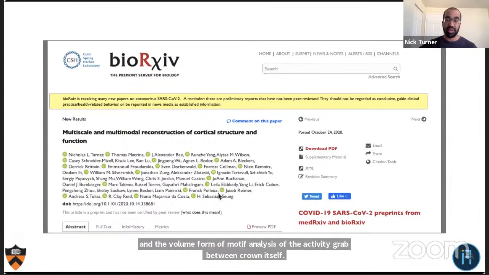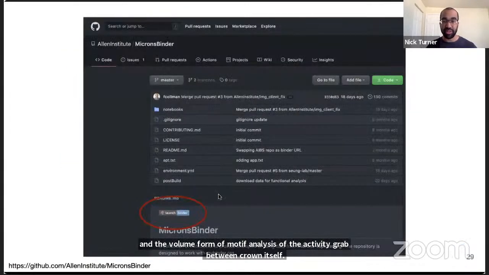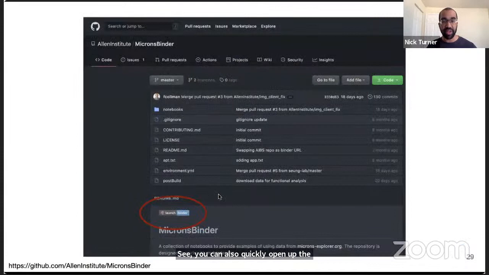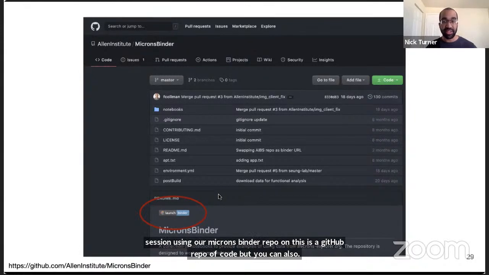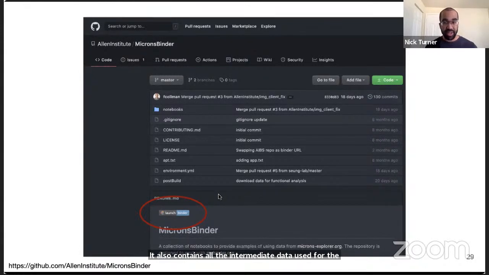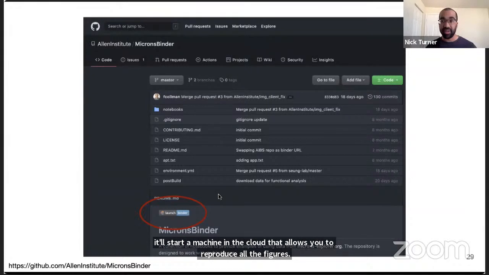You can also quickly open up a Cloud Jupyter session using our Microns binder repo. This is a GitHub repo of code, but it also contains all the intermediate data used for the analysis I showed today. If you click that button, it'll start a machine in the cloud that allows you to reproduce all the figures. A lot of the work that I've shown you today will also be included in the demo right after this talk.